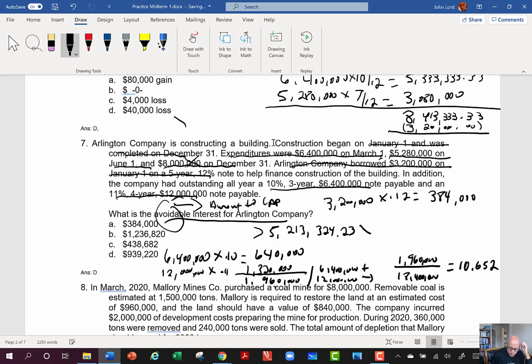So when I sit here and I multiply 0.10652 times the amount of weighted average of accumulated expenditure in excess of the specific new borrowing, which was the 3.2 million, I get this number here. Where did I write that number, John? Where's that number? Number, please. 555. Okay.